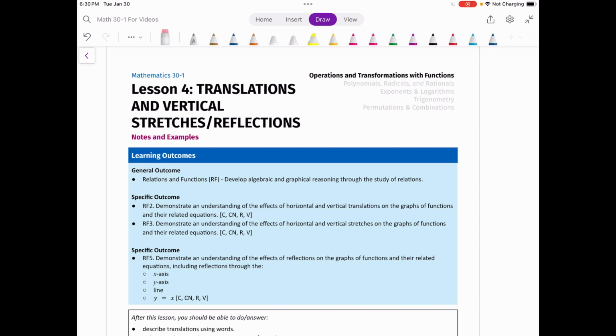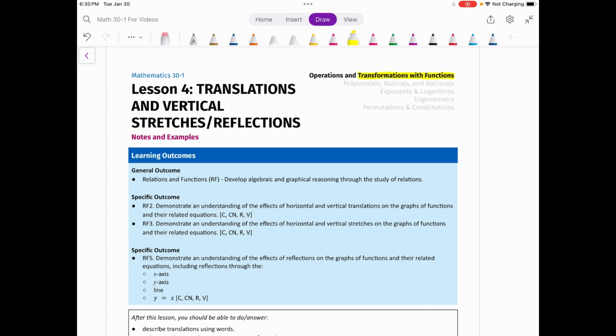Alrighty, folks. So moving into lesson 4 here for unit 1. Like I said, we're now moving into the second topic of unit 1. Of course, it's all fairly closely related and uses similar ideas. But now we're going to look at transforming functions.